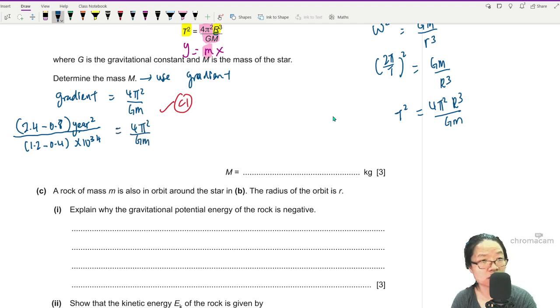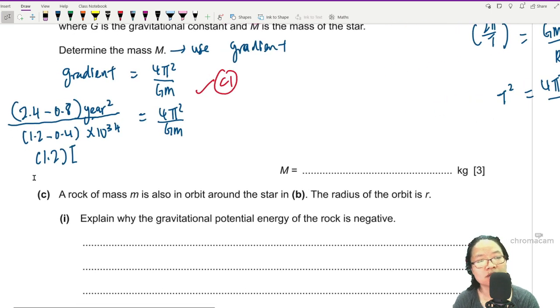Next order of business is to convert the units. So 2.4 minus 0.8 would be 1.2, but we need to convert 1.2 years to seconds. Are you ready to convert years to seconds? I took 1.5 years to study A levels. How many seconds is it? Okay, so 1 year is 365 days.